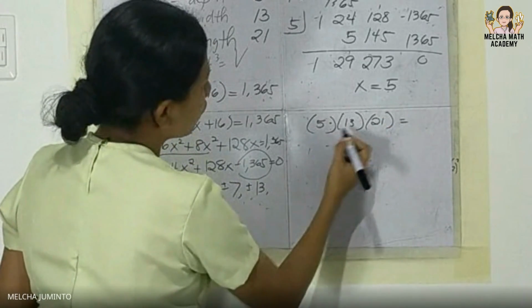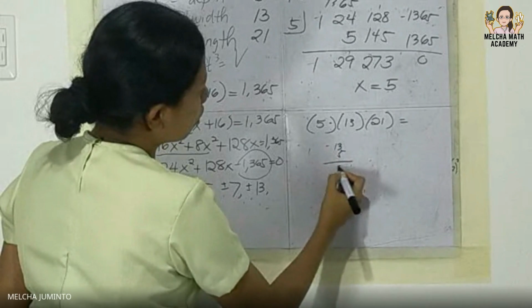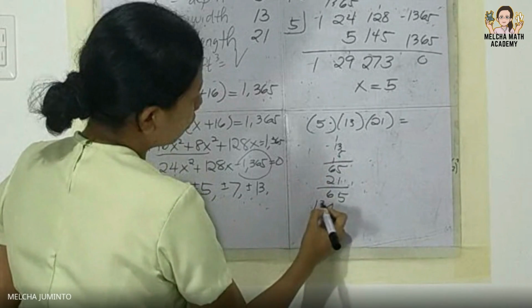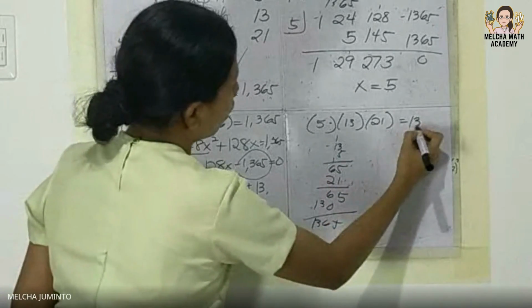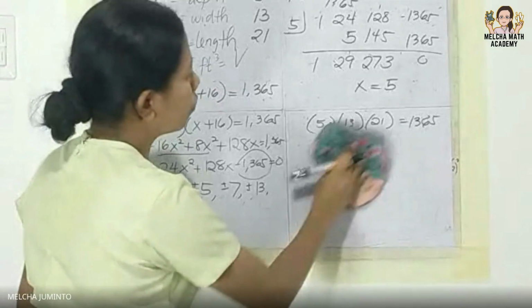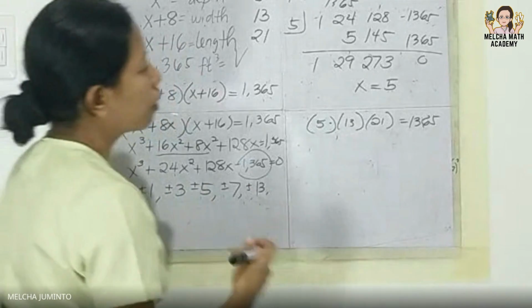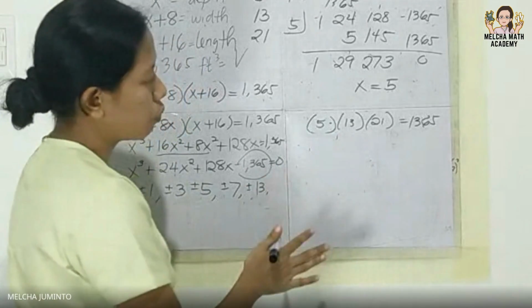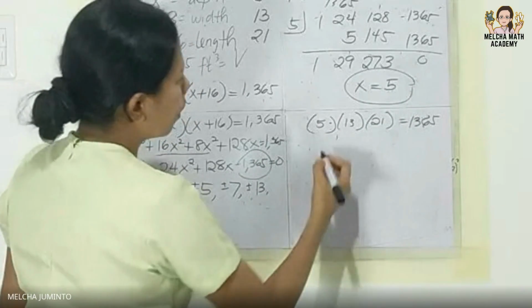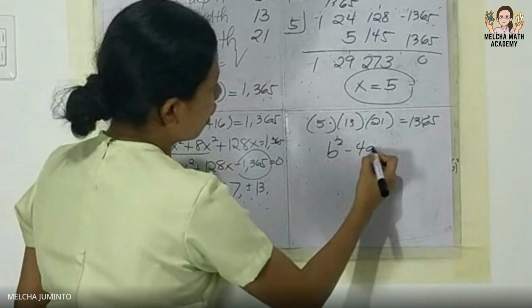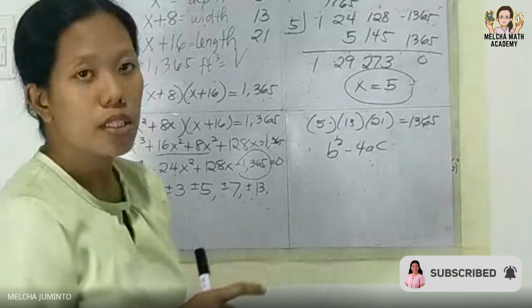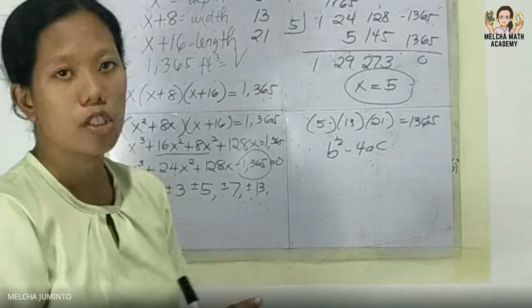So 5 times 13 equals 65 times 21, 1365, which is correct. Okay, so even without solving for the other 2 roots, you already proved that the answer is 5. But if you want to have a tangible proof that indeed the other 2 roots are not the solutions for x, we can use discriminant b squared minus 4ac. This will show us that the 2 other roots are both imaginary numbers. Imaginary numbers can't be the value of the dimension.